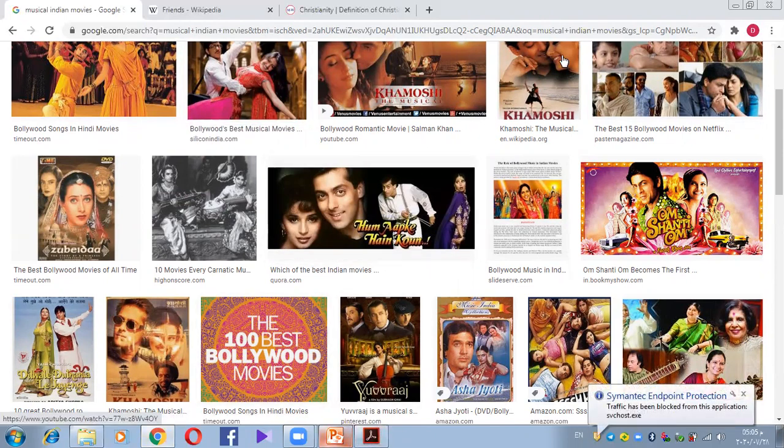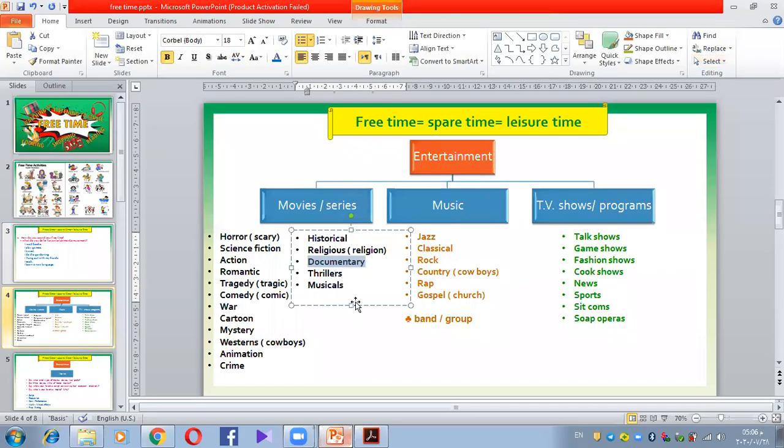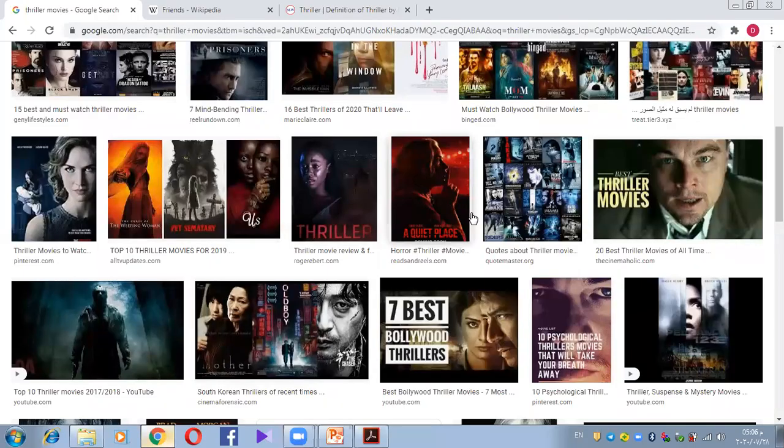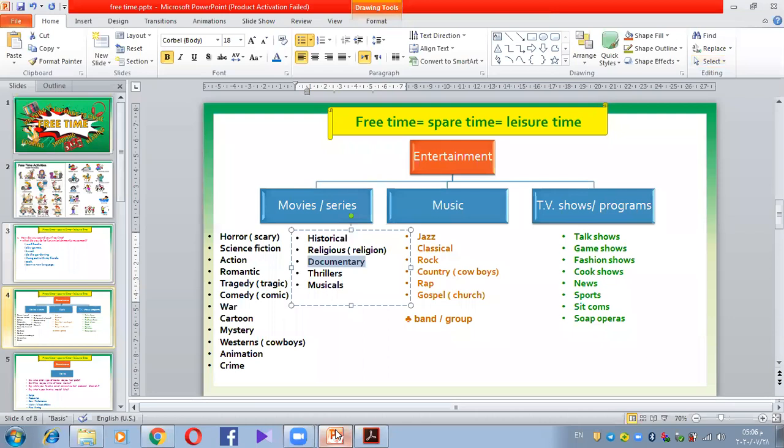The next type is what? Thrillers. What is meant by thrillers? Thrillers means movies that have suspense all the time. This is what is called thriller. Then we have music, like jazz music.